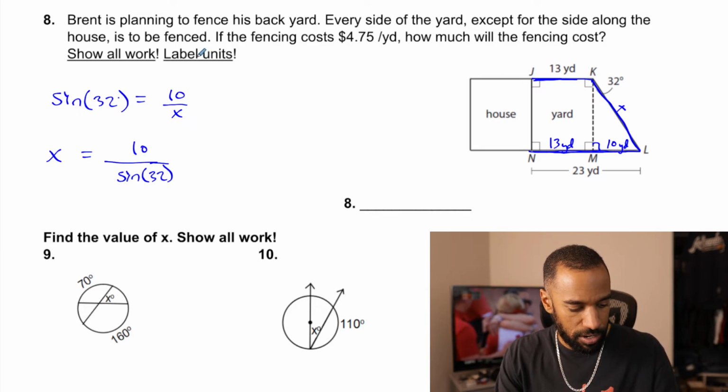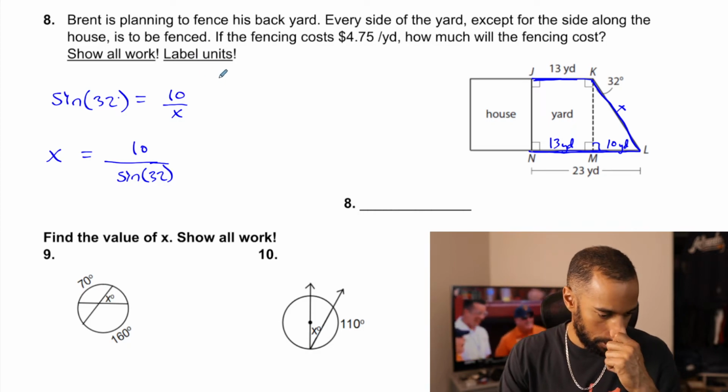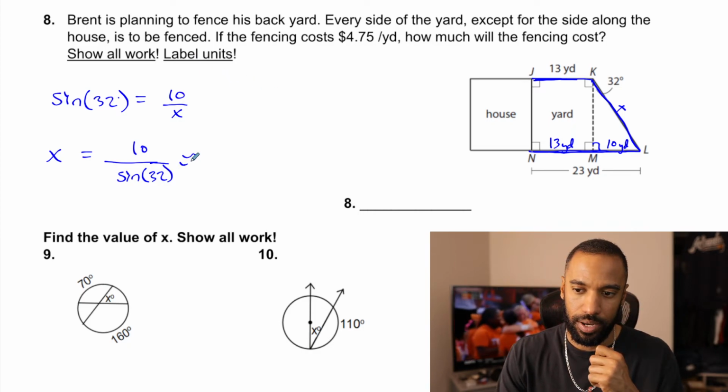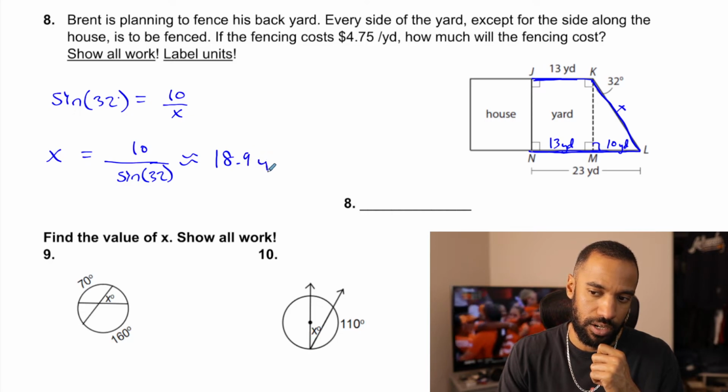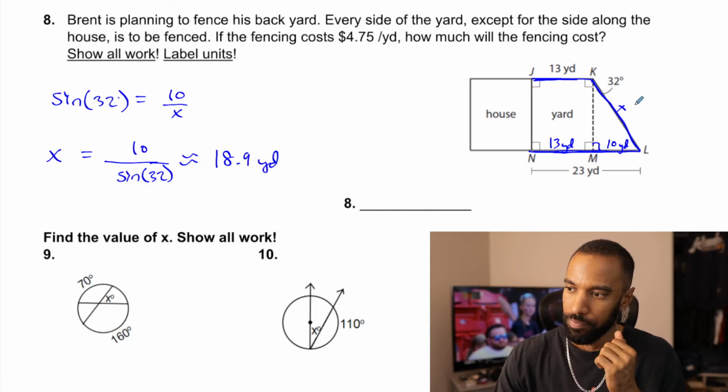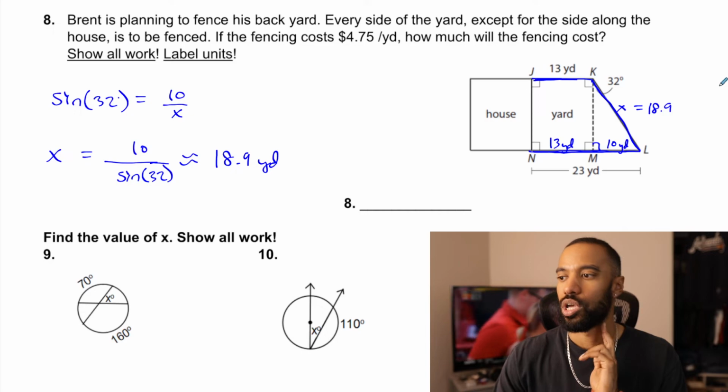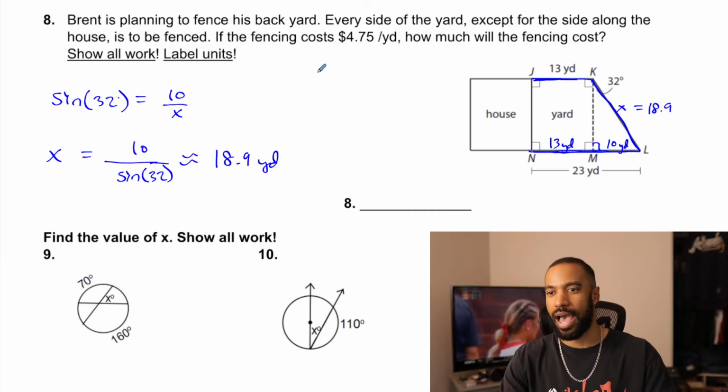Oops, that's 10 times the sine of 32. I would have recognized that would have been the wrong answer because it should be more than 10. So it's around 18.87. I'll just put 18.9 yards right there. So the fencing altogether adds all that stuff up.